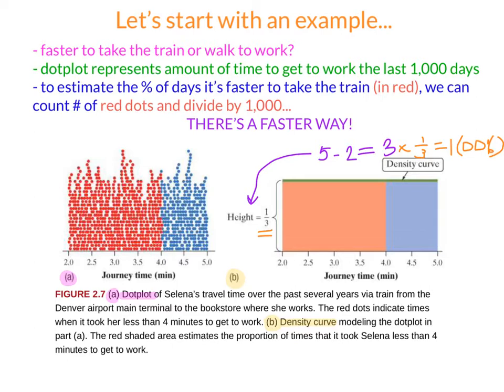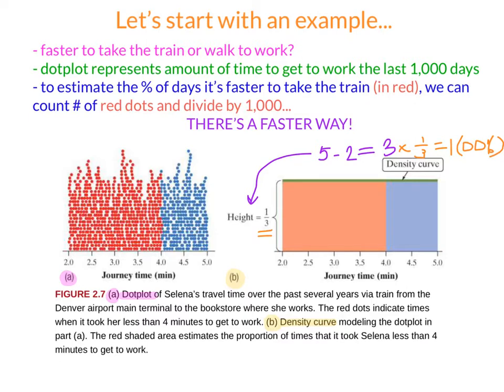So our stats-loving friend, Selena, collected 1,000 workdays of data. She timed how long it took her on the train to get to the bookstore. And so she compiled the data, or someone did, into this dot plot here. All the red dots are the times that it took less than 4 minutes on the train, and the blue are 4 and greater minutes to get to the bookstore.